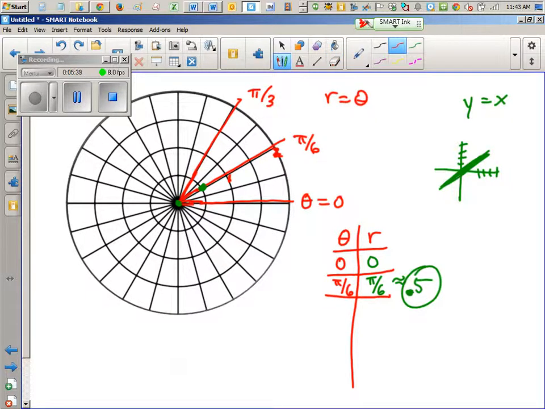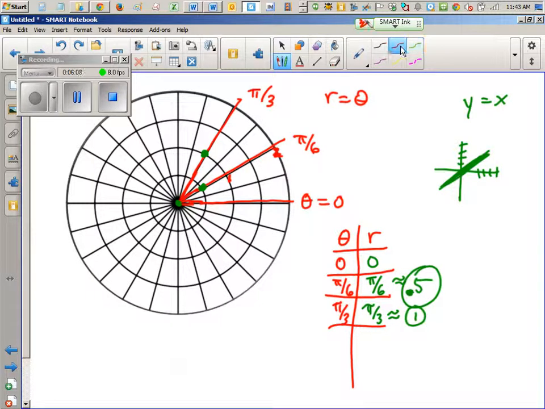Thank you. So pi over 3 as a decimal is what? What's 3.14 divided by 3? About 1, right? So what does that mean? When you plot on this bold ray pi over 3, you're out at approximately 1.